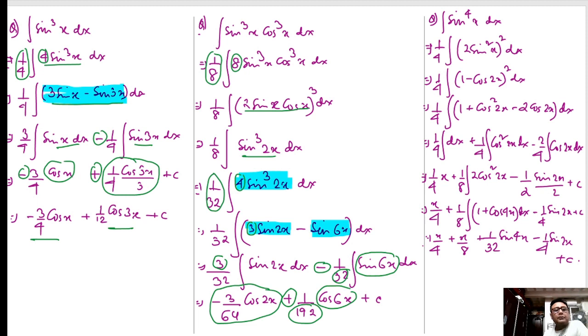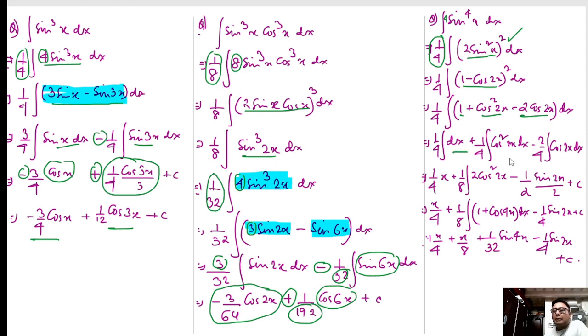Let's see the next sum, friends. Integration of sine to the power 4x. So I have done here 1 by 4 and then into 4. I can write here into 4, which can be written as 2 sine square x whole square. Clear? And 2 sine square x is 1 minus cos 2x whole square. Now a minus b whole square is a square plus b square minus 2ab.